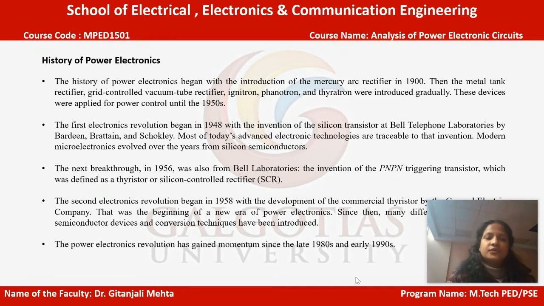Modern microelectronics evolved over the years from silicon semiconductors. The next breakthrough in 1956 was also from the Bell Laboratories, the invention of the PNPN triggering transistor, which was defined as a thyristor or a silicon controlled rectifier SCR. The second electronics revolution began in 1958 with the development of the commercial thyristor by General Electric Company. That was the beginning of a new era of power electronics. Since then, many different semiconductor devices and conversion techniques have been introduced. So, the power electronics revolution has gained momentum since the late 1980s and early 1990s.